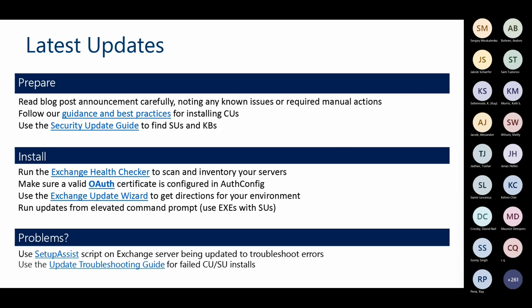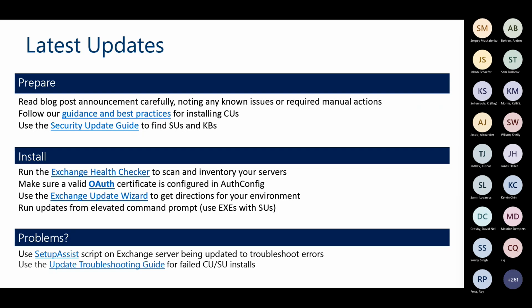Now, once you know what updates are needed, you can use the Exchange Update Step-by-Step Guide, what we sometimes call the Update Wizard, to choose your currently running CU and your target CU, and you'll get directions for your environment. I'll show you what that looks like in a moment. Now, if you do encounter any errors during the installation of an update, the Setup Assist script can also help you troubleshoot them. And if something doesn't work properly after updates, we have an update troubleshooting guide, which also covers the most common issues and how to resolve them.